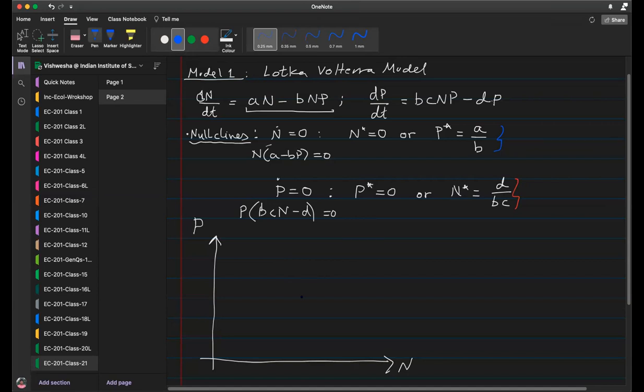Okay, so N dot is equal to 0. N is equal to 0 is this. Okay, and then we have P star is equal to a by b. Let's say a by b is some constant. Let's say P star is equal to a by b. This is N star is equal to 0. Okay, I shouldn't call these stars actually because it's not equilibrium. Equilibrium happens only when they intersect.